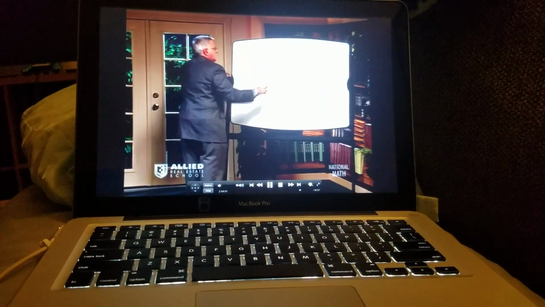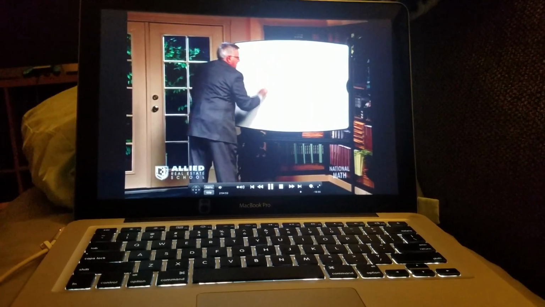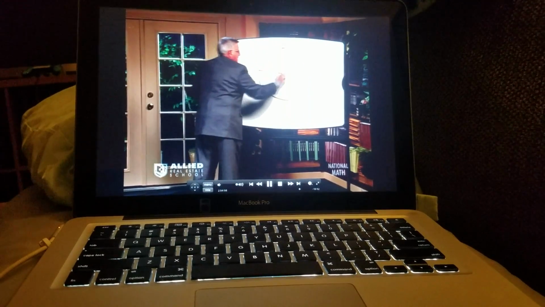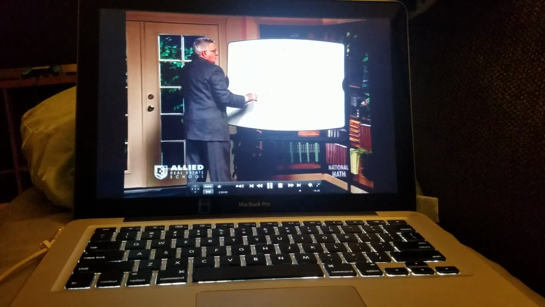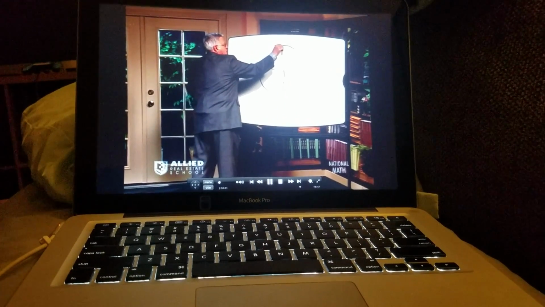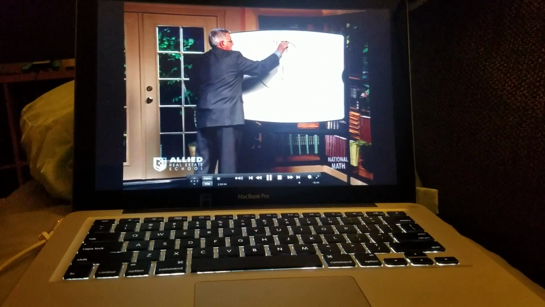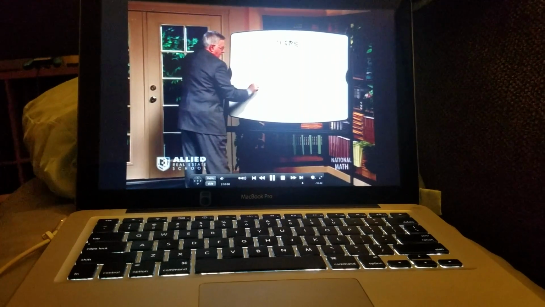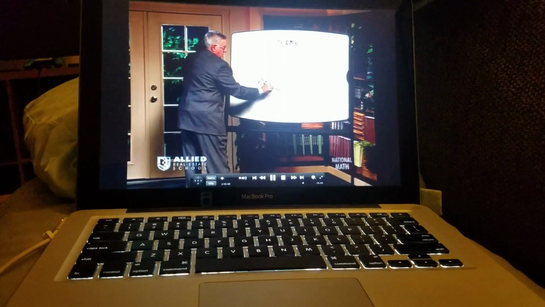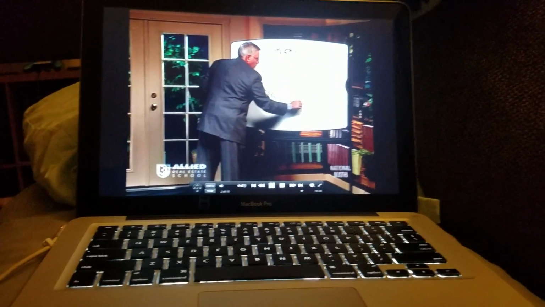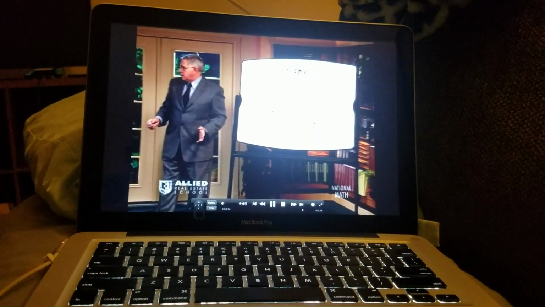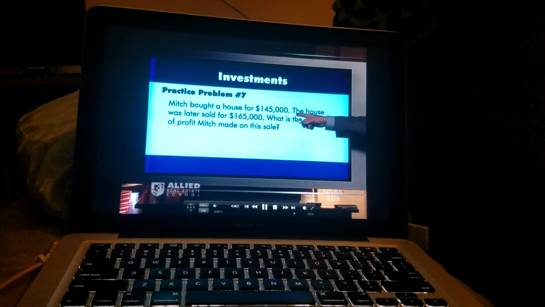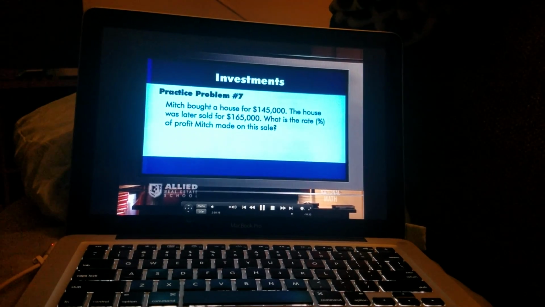And this is that one that looks like this. Where we've got the made on top, we've got paid down here, and we've got our rate, of course, always over here. So what did we pay for this property? Paid $145,000, sold it for $165,000.